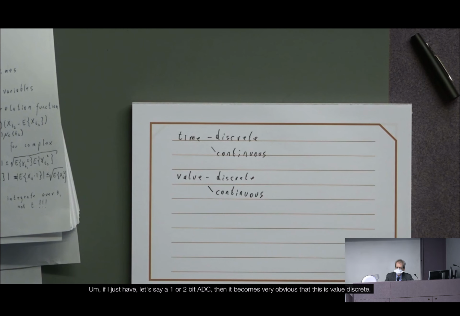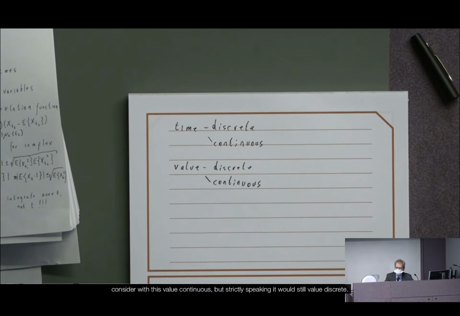If I just have, let's say, a 1 or 2-bit ADC, then it becomes very obvious that this is value discrete. If I have a 16-bit ADC, I will probably, for practical purposes, consider it as value continuous, but strictly speaking, it will still be value discrete.